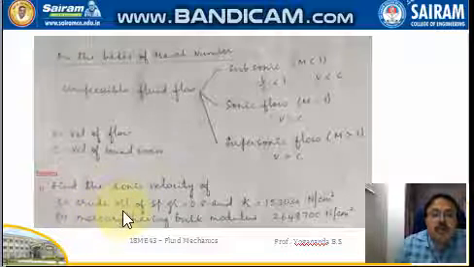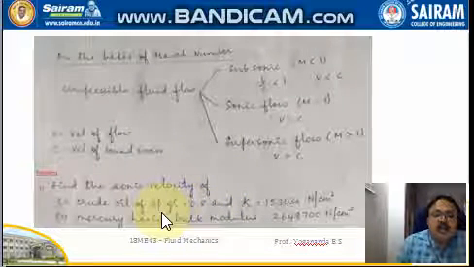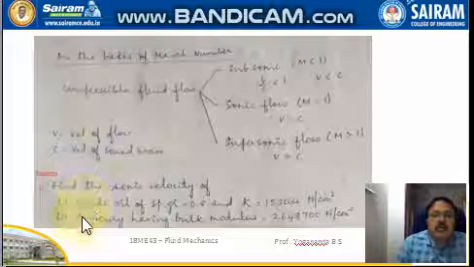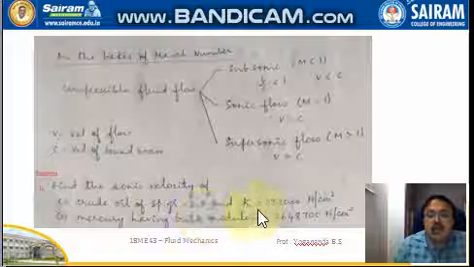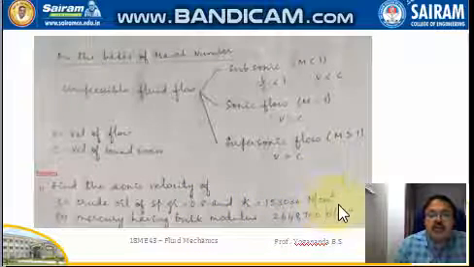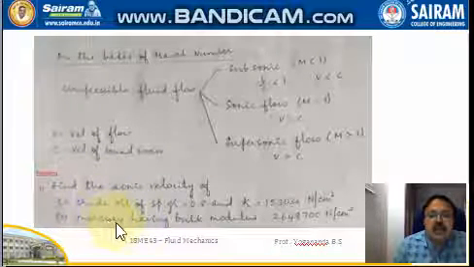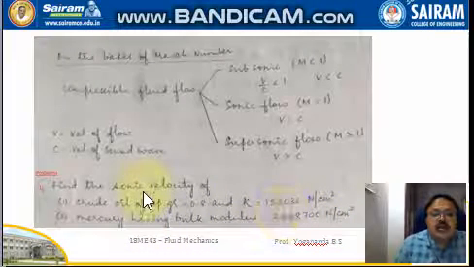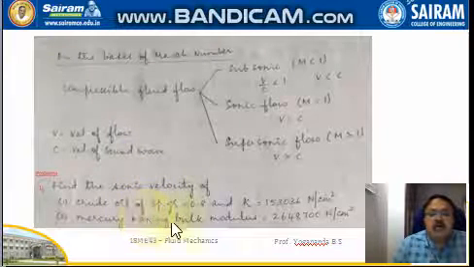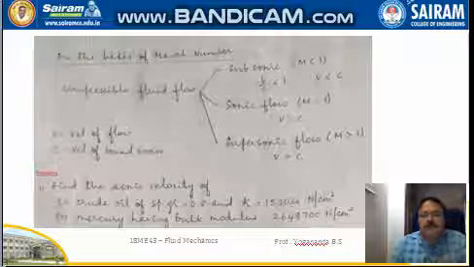Problem 1 asks to find the sonic velocity of the given fluids. There are two parts in the given problem. One is crude oil of specific gravity 0.8 and the bulk modulus is given in Newton per centimeter square. The second part is mercury, having the bulk modulus in Newton per centimeter square. You are asked to find the sonic velocity. Sonic velocity in the sense the Mach number is equal to 1.